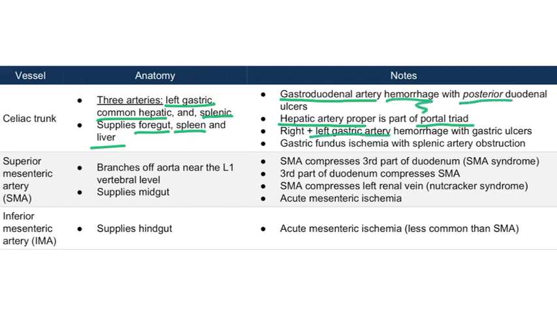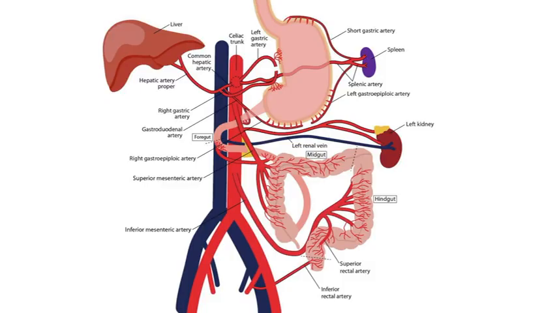And we identified the left gastric artery, but we need to discuss the right gastric artery and how both the right and left arteries can hemorrhage with gastric ulcers. Now, gastric ulcers, or those in the stomach, are not as common as duodenal ulcers. When they do occur, they form on the lesser curvature of the stomach.